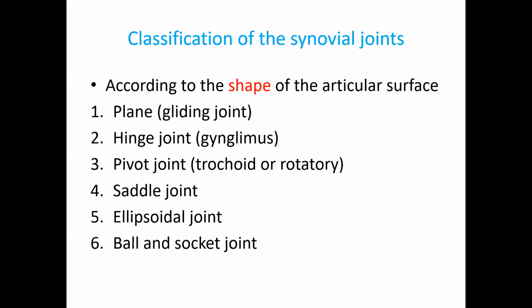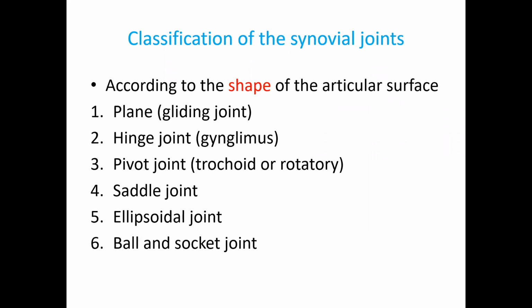Right. So then we'll go on to classification of synovial joints. Because the synovial joints are so common, we classify them again. The initial classification was according to the structural elements, or the histological structure of the joints. So we are talking about the tissues that make up the joints, tissue layers, different types, and that was the basis of that classification.